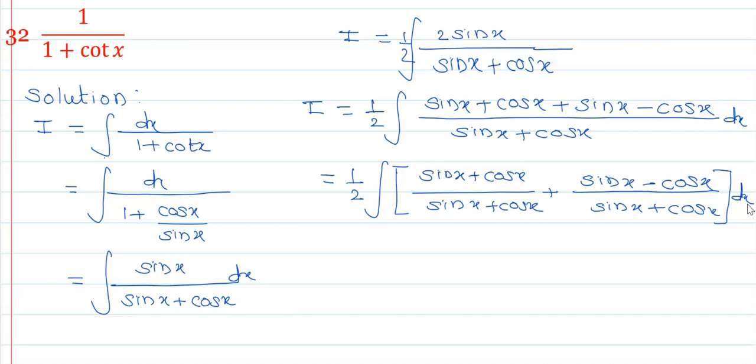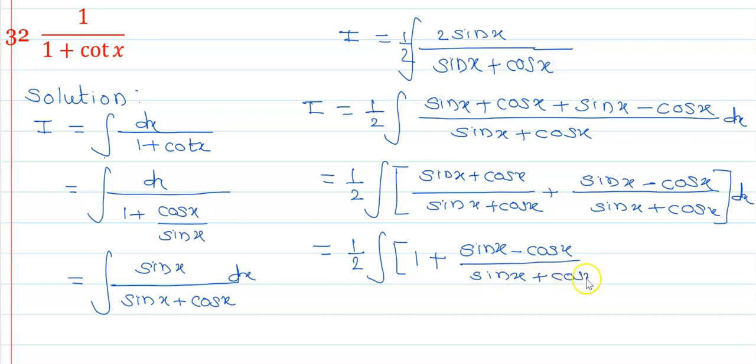Okay. Now we can write here 1 upon 2 here sin x plus cos x upon, here you will get 1, and okay 1. Next is a sin x minus cos x upon sin x plus cos x, bracket complete into dx. Okay.